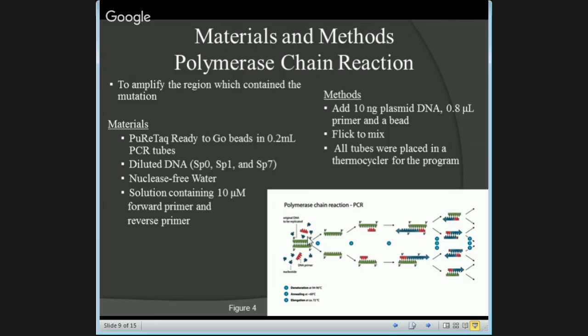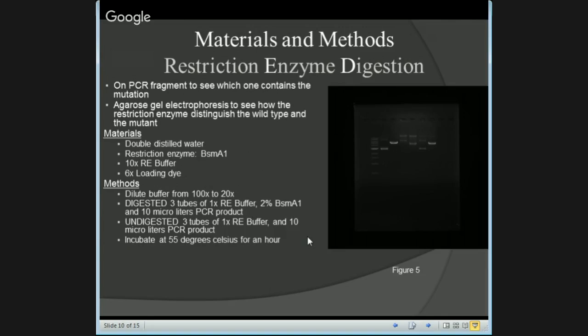The next was the restriction enzyme digestion. So on the PCR fragment to see which one contained the mutation, the agarose gel was used to see how the restriction enzyme digests the wild type and the mutant. So we used the double distilled water as we did 2 labs ago that I explained, and the restriction enzyme, which was the BsmAI, and the buffer and the loading dye.